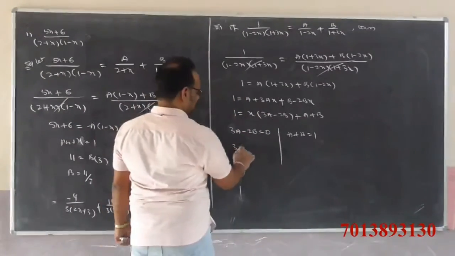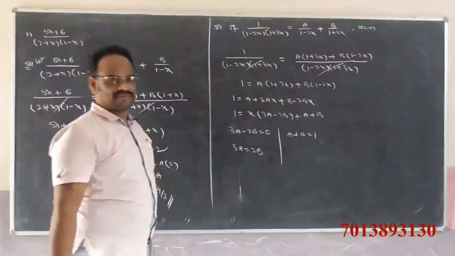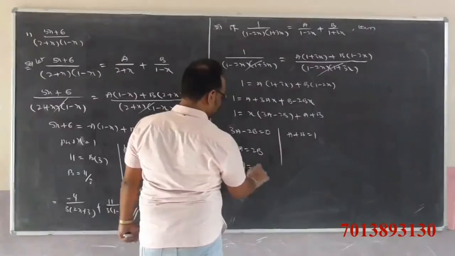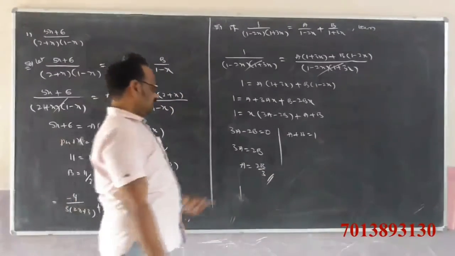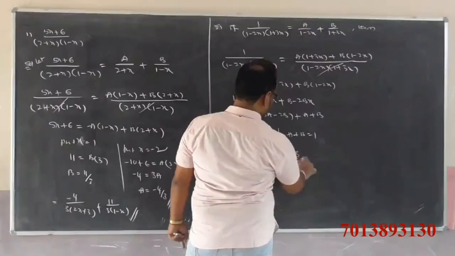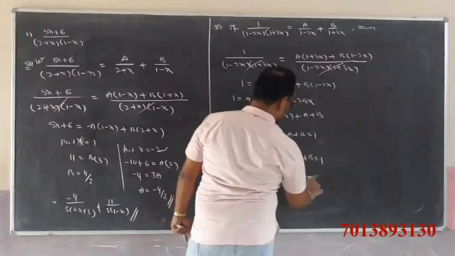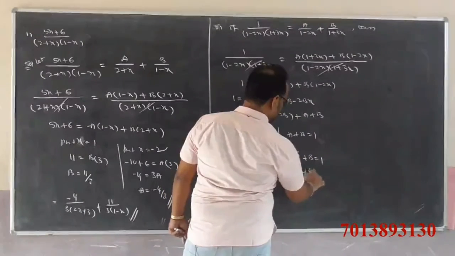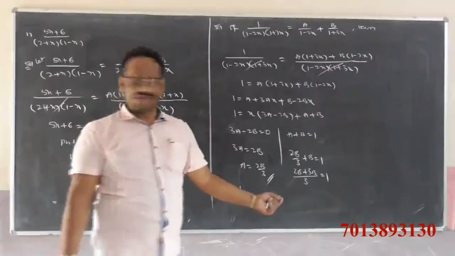So 3A is equal to 2B. We want it in terms of one value, so A is equal to 2B by 3. Substitute here: 2B by 3 plus B is equal to 1. If you do the LCM, 2B plus 3B is equal to 3. 2B plus 3B, we get 5B.